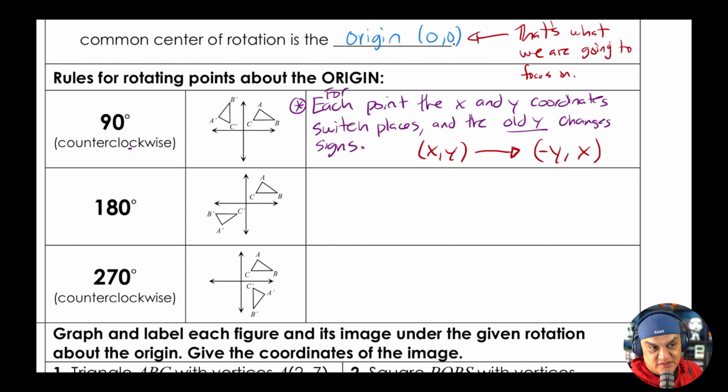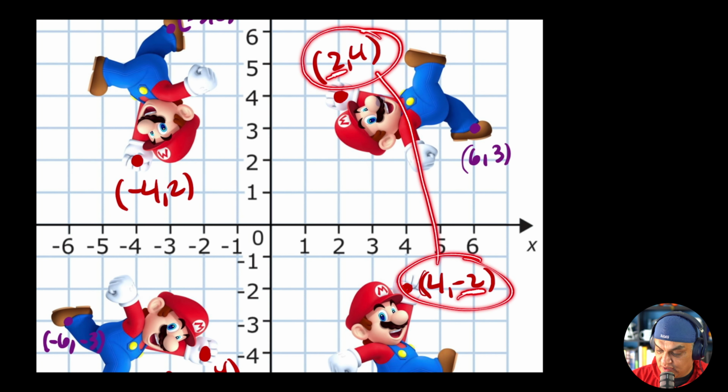So if I want to turn 90 degrees counterclockwise, the point, the x and y, are going to switch, but the old y, or the new x, turns opposite. And we saw that with Mario. That's exactly what happens. This x and y switched places, and then this old y turned opposite. That -2 turned into +2 when it came over here.